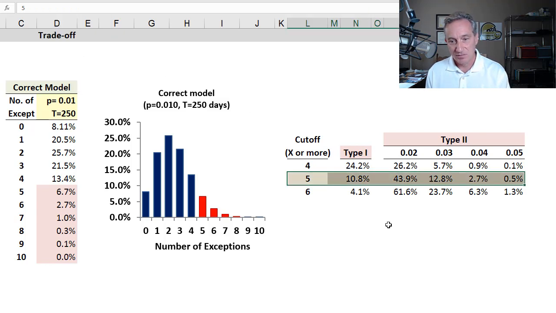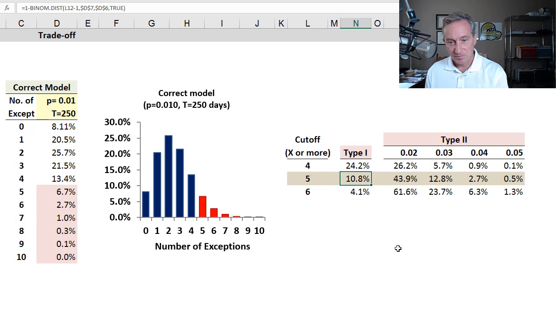I'll color that a little. And so we have seen that if our 99% VaR is correct and we cut off at 5 or more, we have fully a 10.8% probability of committing a type 1 error. That is to say, ending up in here, rejecting a VaR model that was actually good. And we also have, you can see here, various probabilities to illustrate the probability of committing a type 2 error, which would be to accept a VaR model.